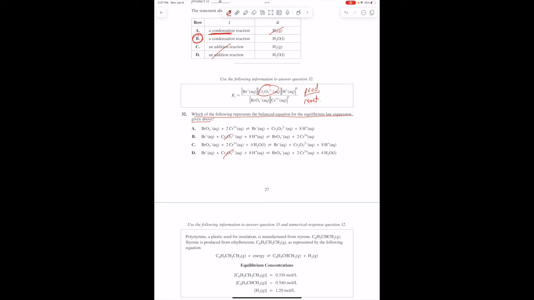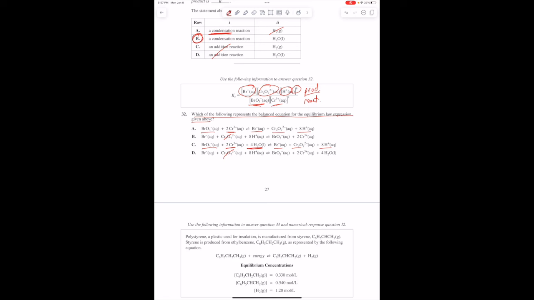Okay. And then I need to see Br negative and H positive. So Br negative, yes, yes, yes. Br negative, yes, yes, yes. Okay, and then reactants, I need to see BrO3 there and there, Cr3 positive there and there. What is the difference between A and B? Oh, and four waters.